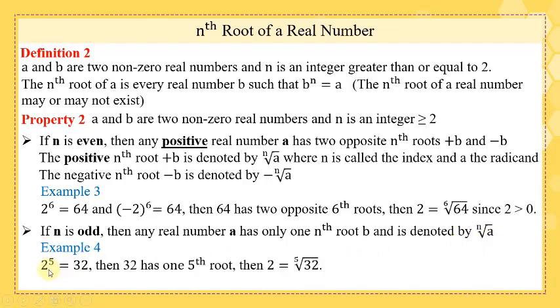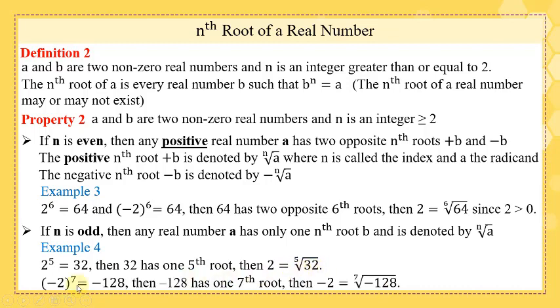Example: 2 to the power 5 is equal to 32. Then 32 has one fifth root, where 2 is equal to the fifth root of 32. Minus 2 to the power 7 is equal to minus 128. Then minus 128 has one seventh root. Then minus 2 is equal to the seventh root of minus 128.